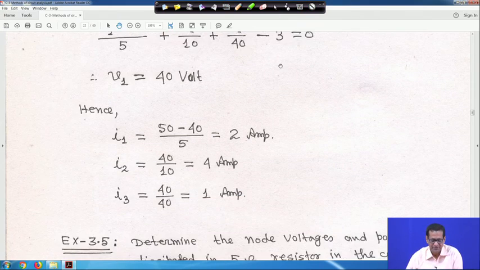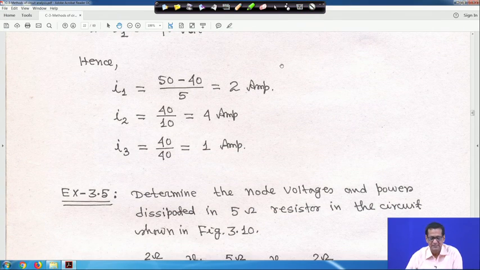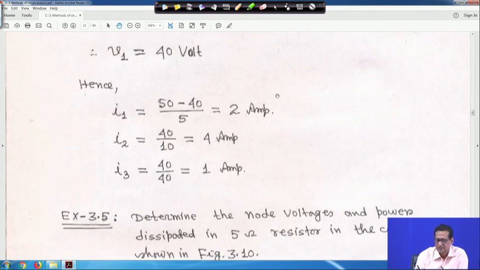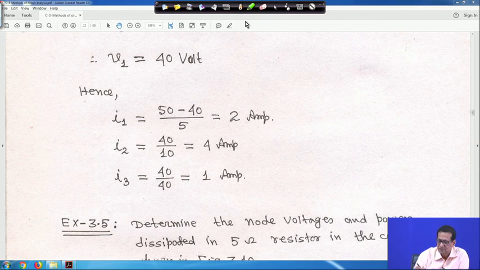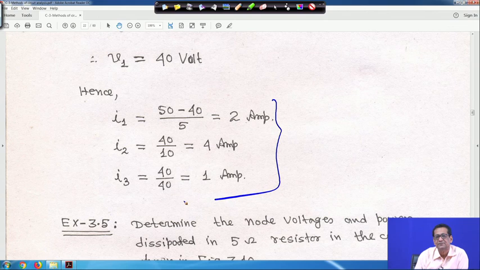So therefore I1, I2, I3 you can easily calculate. I1 is equal to (50 minus V1) by 5, so it is 2 ampere. I2 is equal to again V1 by 10, so 40 by 10, 4 ampere. Similarly, I3 is equal to 40 by 40, 1 ampere. So this is your answer.